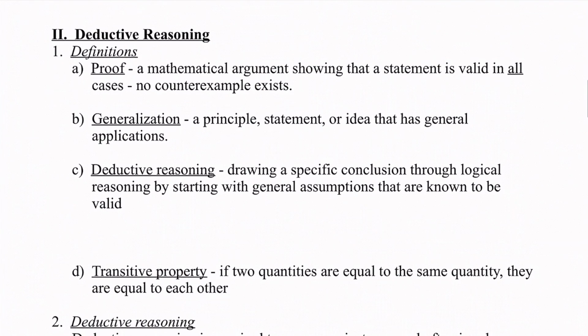So in deductive reasoning, we're first going to look at some definitions. Looking at the first definition there, a proof. This is a mathematical argument showing that a statement is valid in all cases and there are no counterexamples. So there doesn't exist any counterexample out there that can disprove what you're trying to say, because you have literally proved it for all cases.